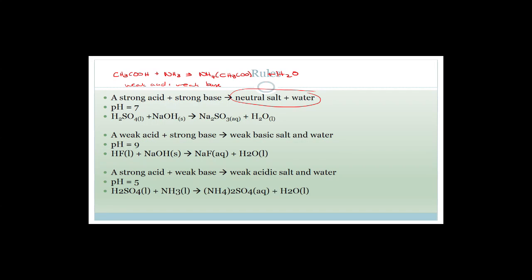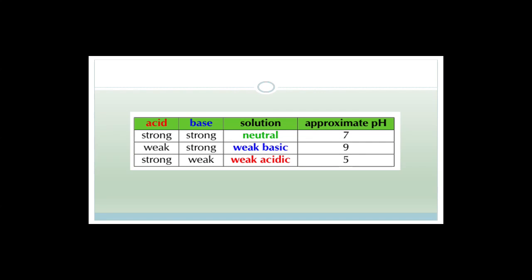Okay, and that is going to be a neutral salt and water. If you have a strong base and a strong acid, you end up with a neutral solution with a pH of 7. Same as if you've got a weak acid and a weak base. They're the same, and you end up with a neutral solution with a pH of 7. If you've got a weak acid and a strong base, you end up with a weak base and a pH of 9. Or if you've got a strong acid and a weak base, you end up with a weak acid and a pH of less than 7.